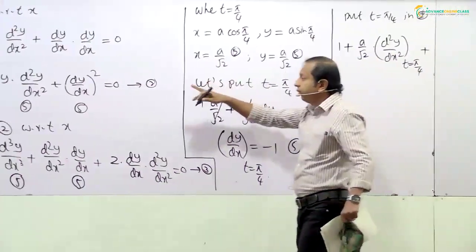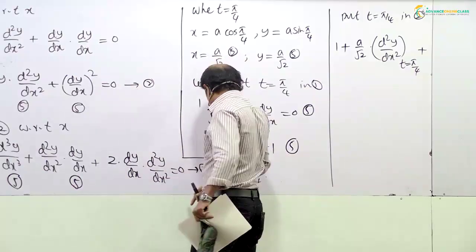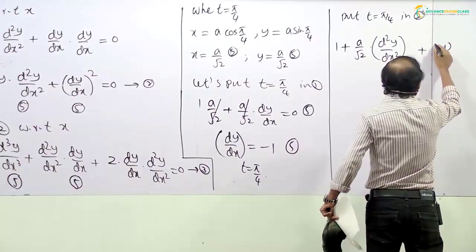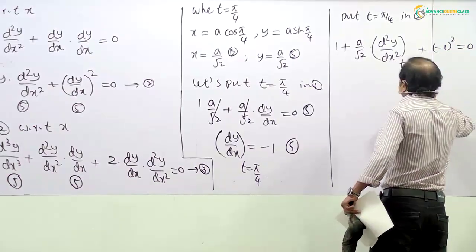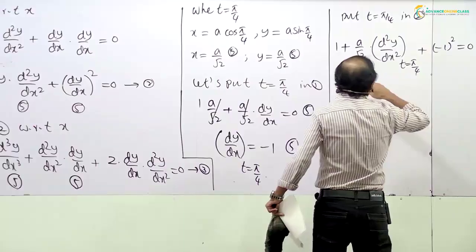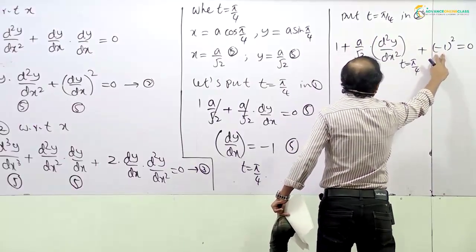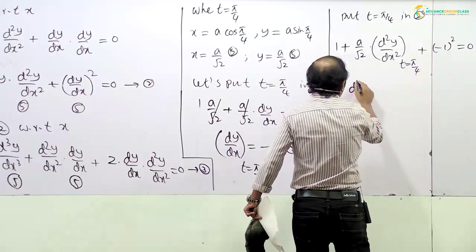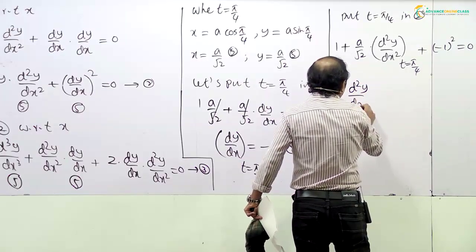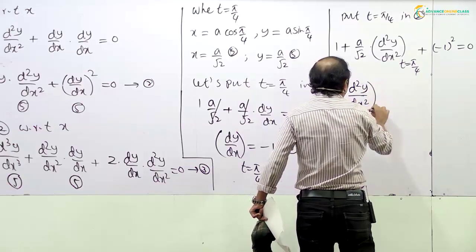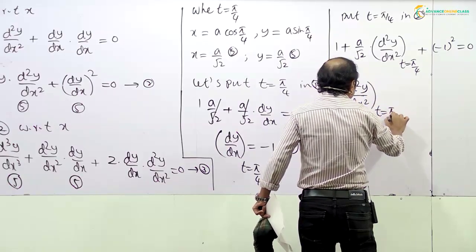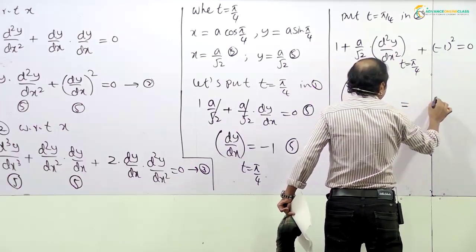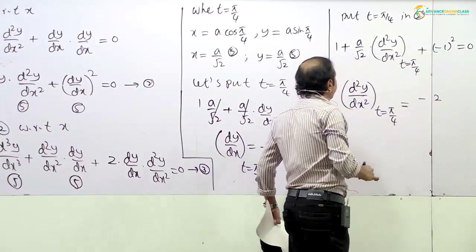And in number 2, we have dy over dx perfect square, but dy by dx at t equals pi by 4 minus 1 perfect square equals 0. Okay. Now this is 1, right? Then 2, take that right hand side, d2y over dx2 at t equals pi by 4. 1 and 1 make 2. Bring that to right hand side, minus 2.